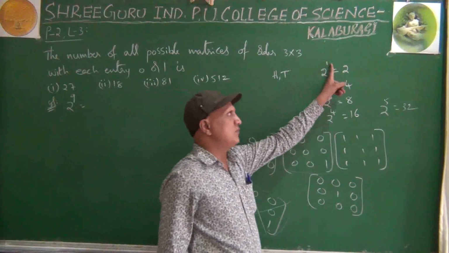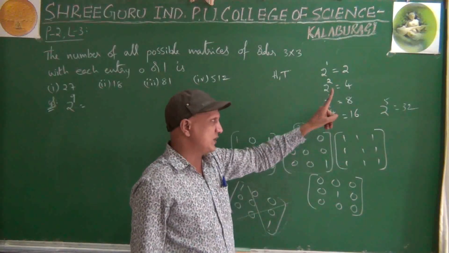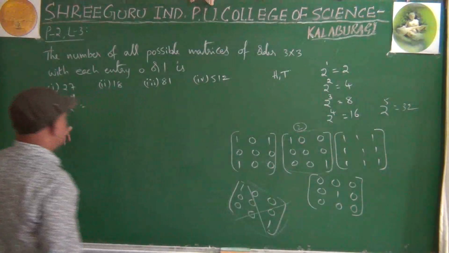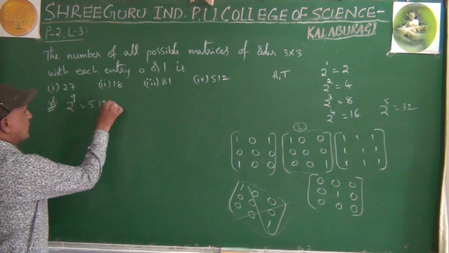Tossing a coin 1 time gives 2 power 1. Tossing 2 times gives 2 power 2. 3 times gives 2 power 3, 4 times gives 2 power 4. Tossing a coin 9 times gives 2 power 9. The answer is 512. No need to calculate.